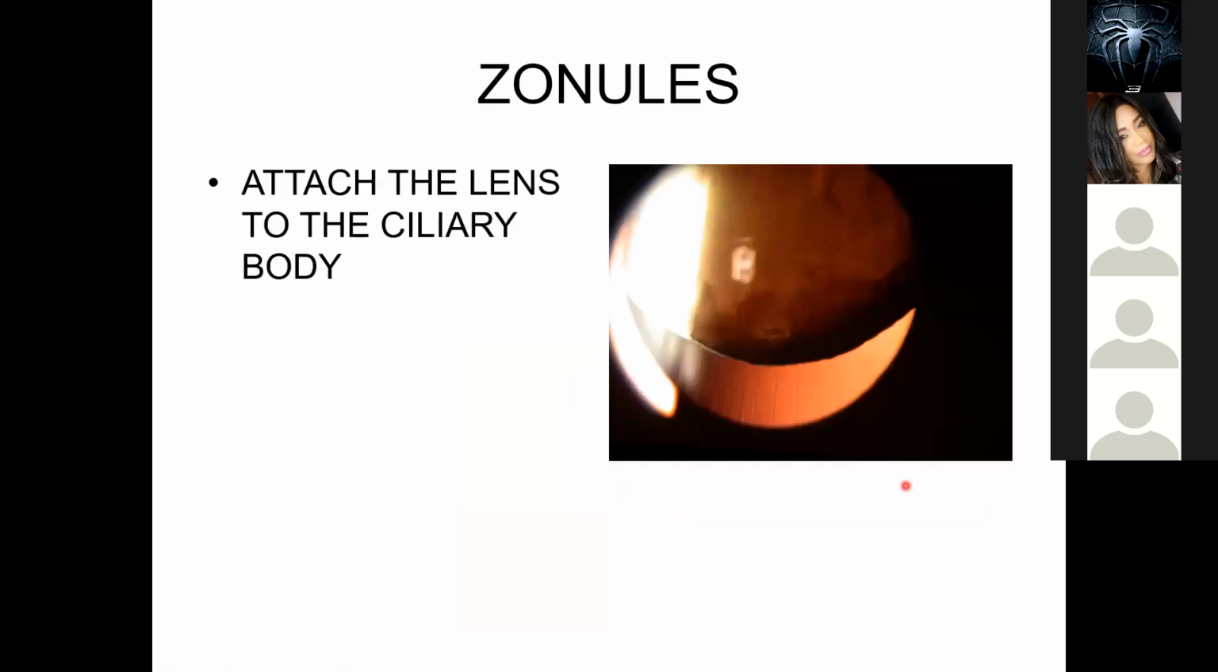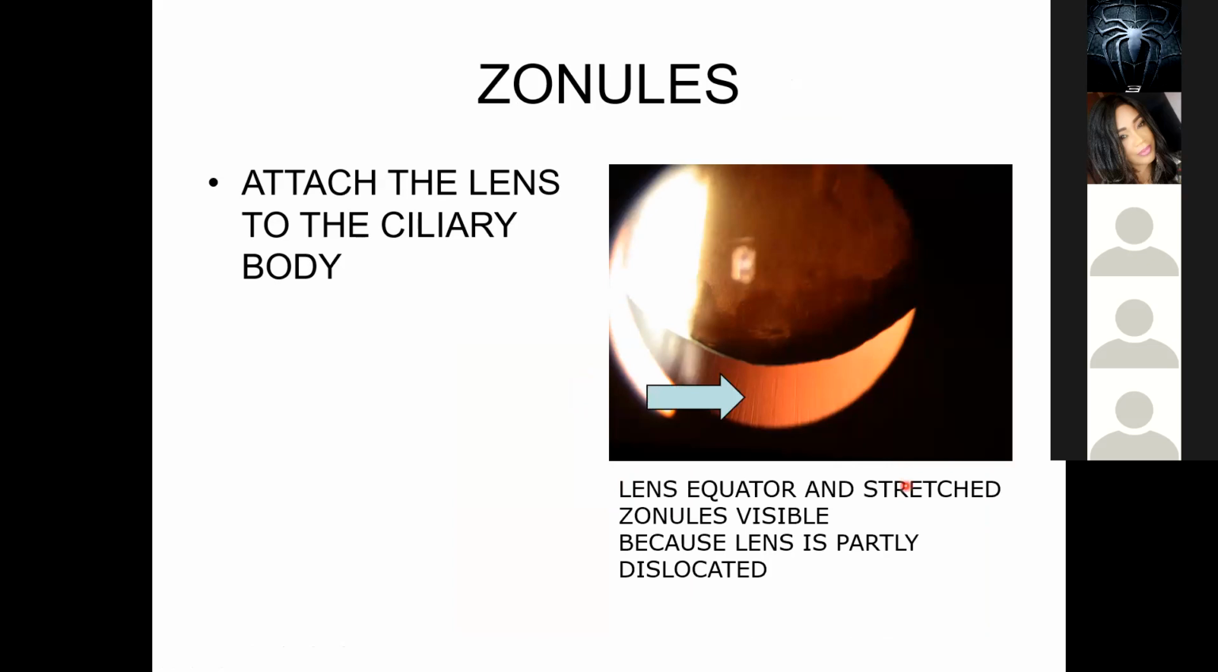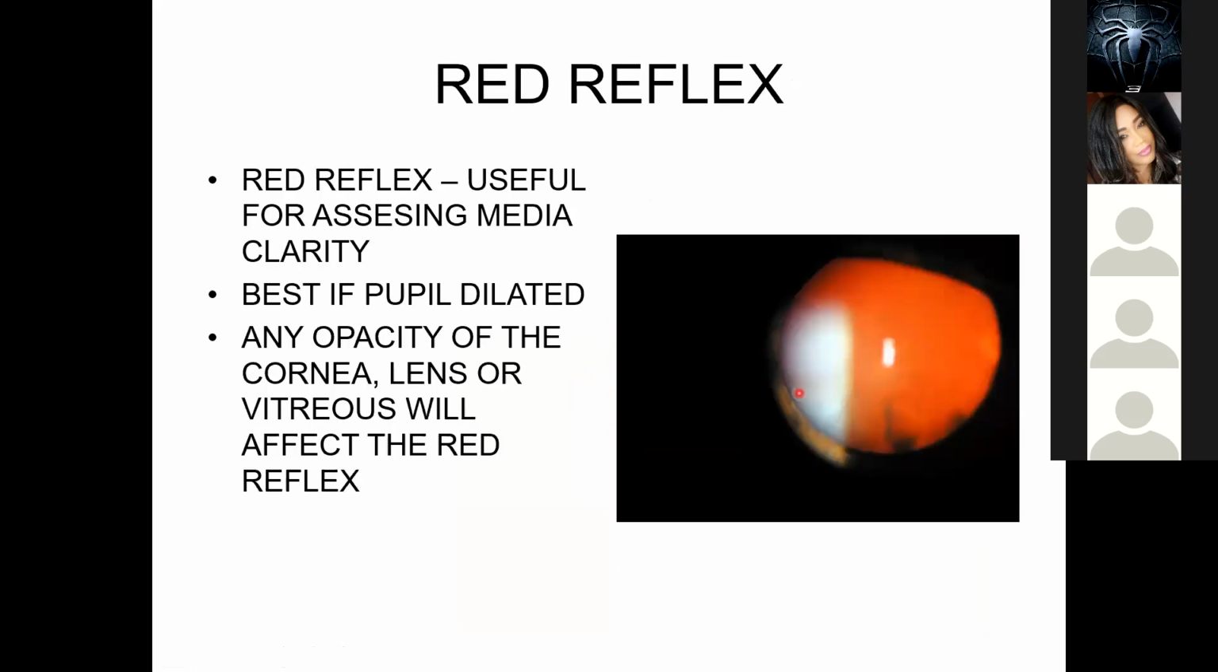Yes, so the zonules are the structures that attach the lens to the ciliary body. That's the zonules. Okay. So this is a partially dislocated lens, which is making the zonules more visible. And then the red reflex. When you look into the back of the eye, you'd see the red color, which we refer to as the red reflex. Sometimes when you take pictures at night, you realize that people's eyes are red. That is the red reflex that is seen there. It's very important for eye examinations, as we shall see shortly, later.